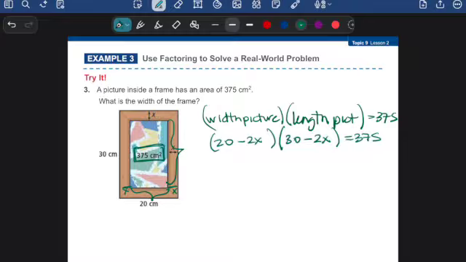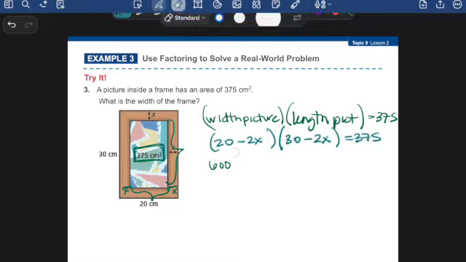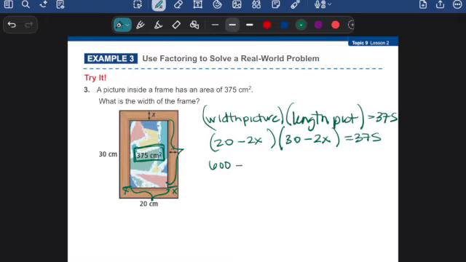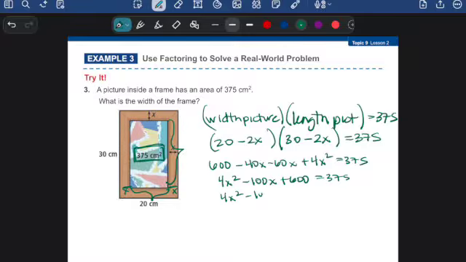So 20 times 30 is 600. Then I've got negative 40x and negative 60x. And I'm going to have positive 4x squared equals 375. Let's turn it into standard form. 4x squared minus 100x plus 600 equals 375. Subtract 375 from each side, and we would get 225 equals 0. Now we have a quadratic equation set equal to 0.